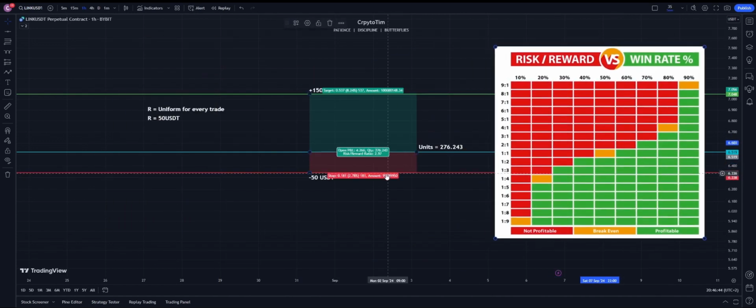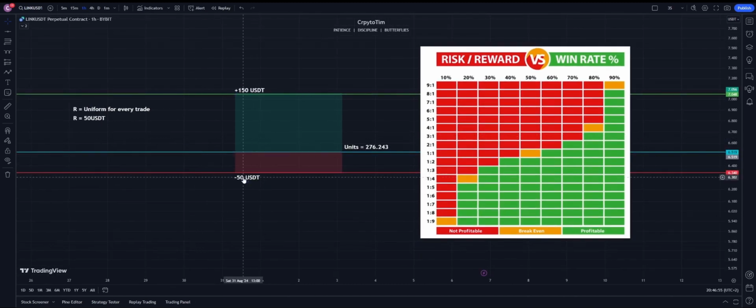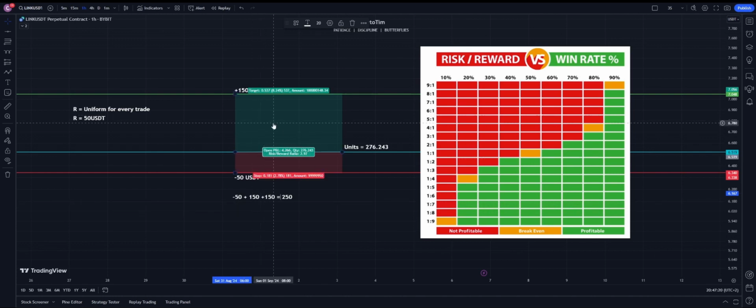So that's why it's so important to keep your risk uniform across every single trade. So if I'm taking 3 trades on a 3 to 1, let's say, and I lose one of the trades, I'm still making... sorry, what am I even saying? That's wrong. So I lose 50 in the first trade, minus 50, then I win 150 and I win 150, so I'm 250 in profit still. So even though I lost one of my trades, I'm still in profit.